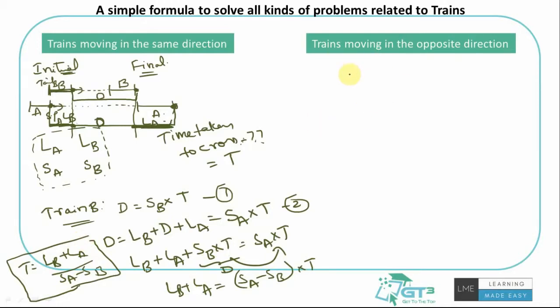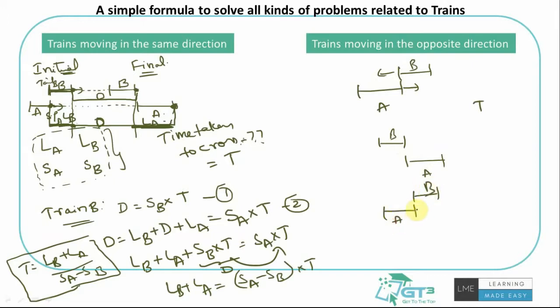Right? Very similar situation in this case. A is here and B is here. Both of them are moving in the same direction. Let's assume that I know the same parameters. So time taken to cross is T. So what is the final situation? It would look like this. B would be somewhere here and A would be here. Let me draw this, maybe make it clear. So A and B are like this. A should move and come like this, and B should move and become like this, right?